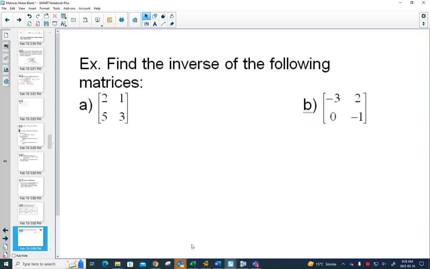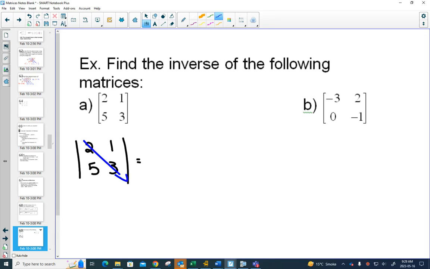Find the following inverses. So first of all, we could figure out the determinant, and if I was showing my work, I could use straight lines here to do the determinant. The determinant is going to be this diagonal, 6, minus this diagonal, 5, is equal to 1.